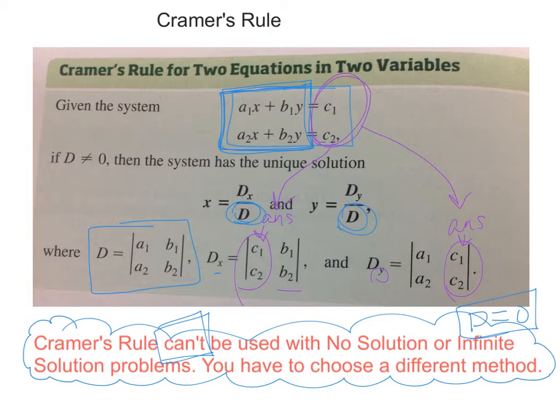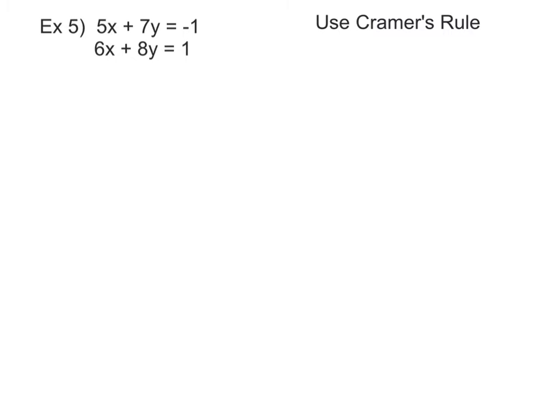Let's try some on. Okay, here's a system of equations. Let's use Cramer's rule to pull this off. In order to use Cramer's rule, the first thing we want to do is set the x's and y's into a matrix that's just going to be our D. So 5, 7, 6, and 8. So we have this matrix that we're looking at, and we'll use our determinant for that.